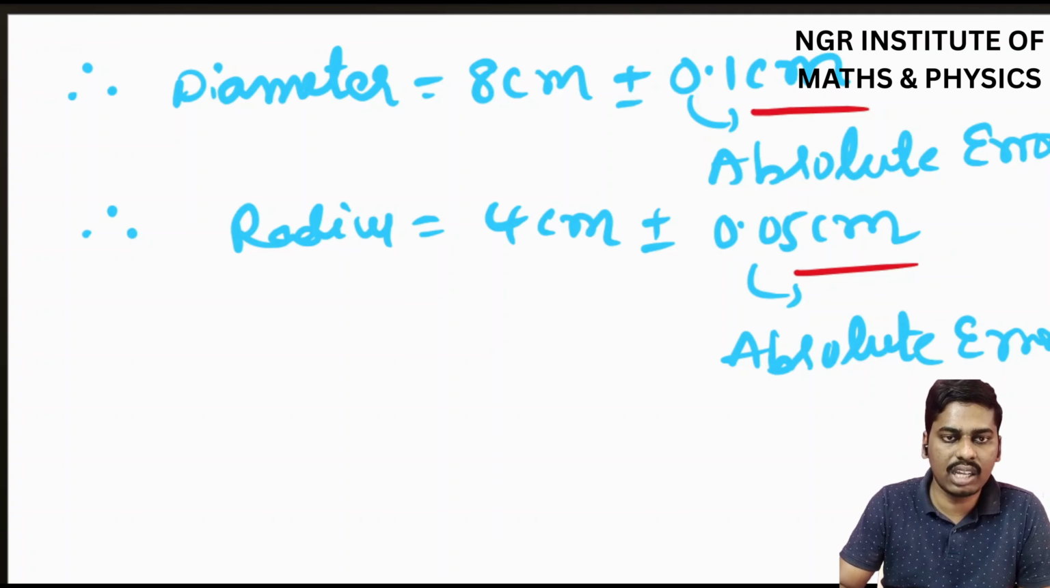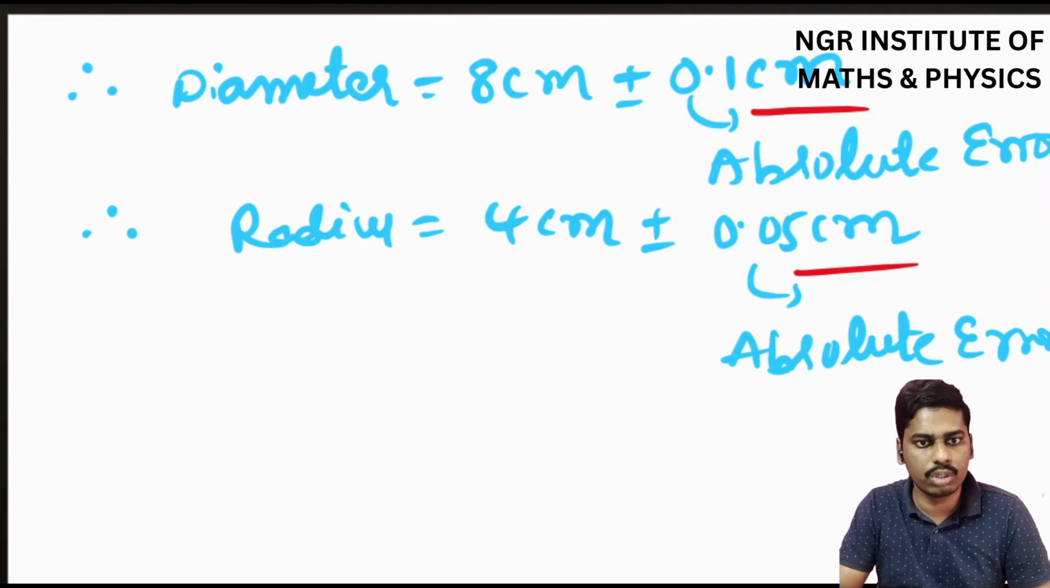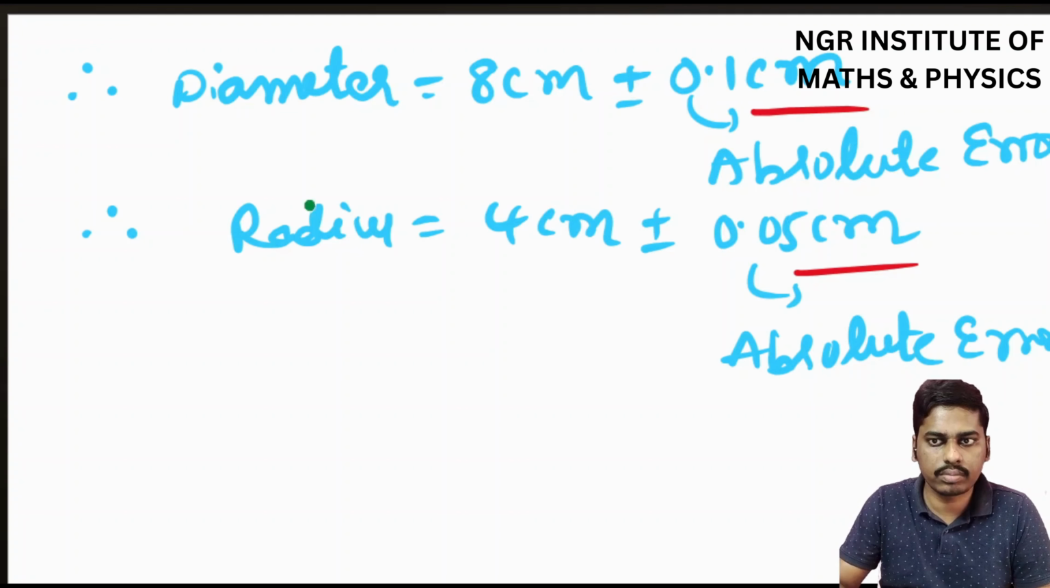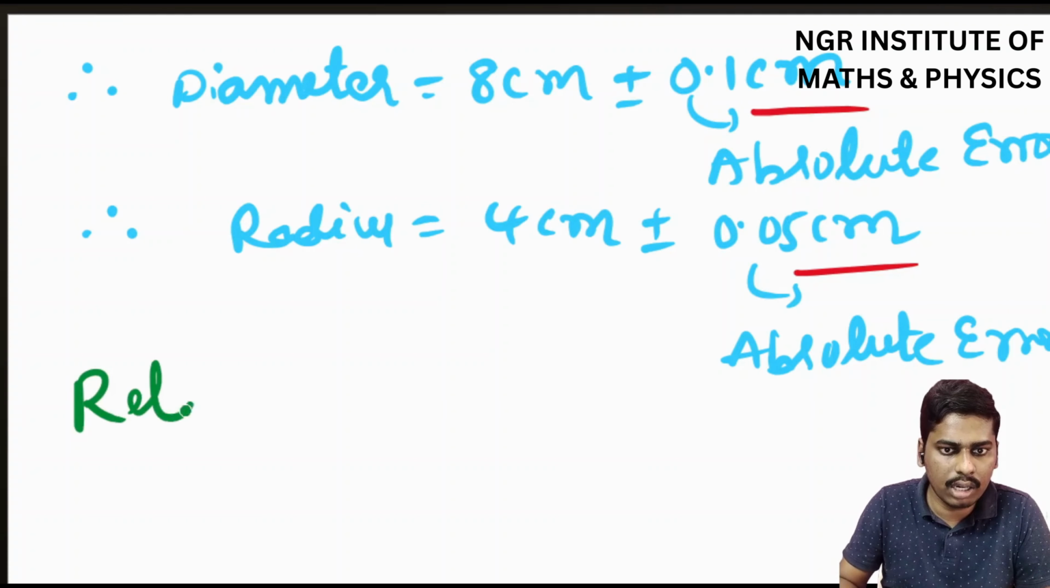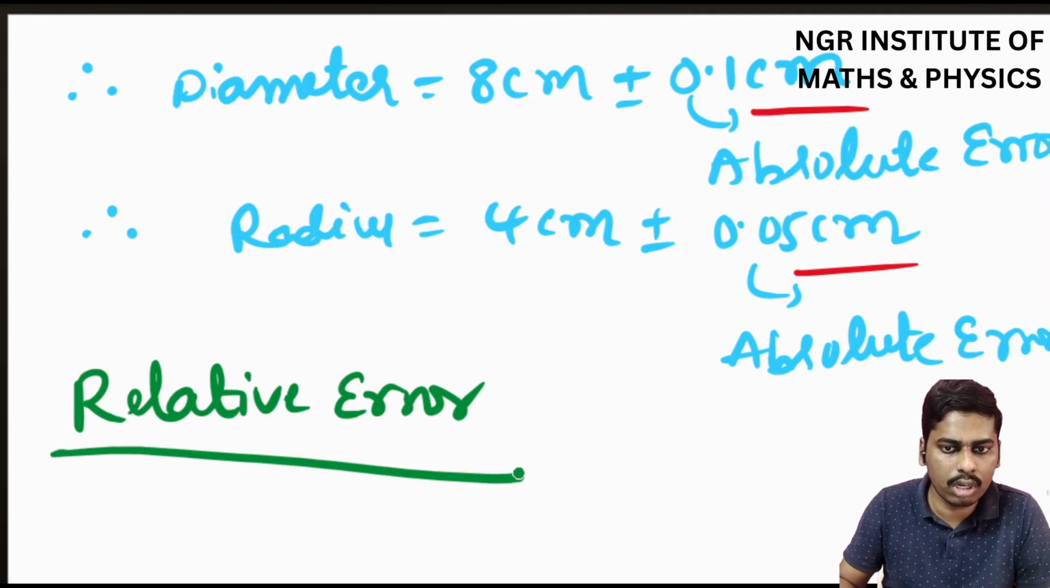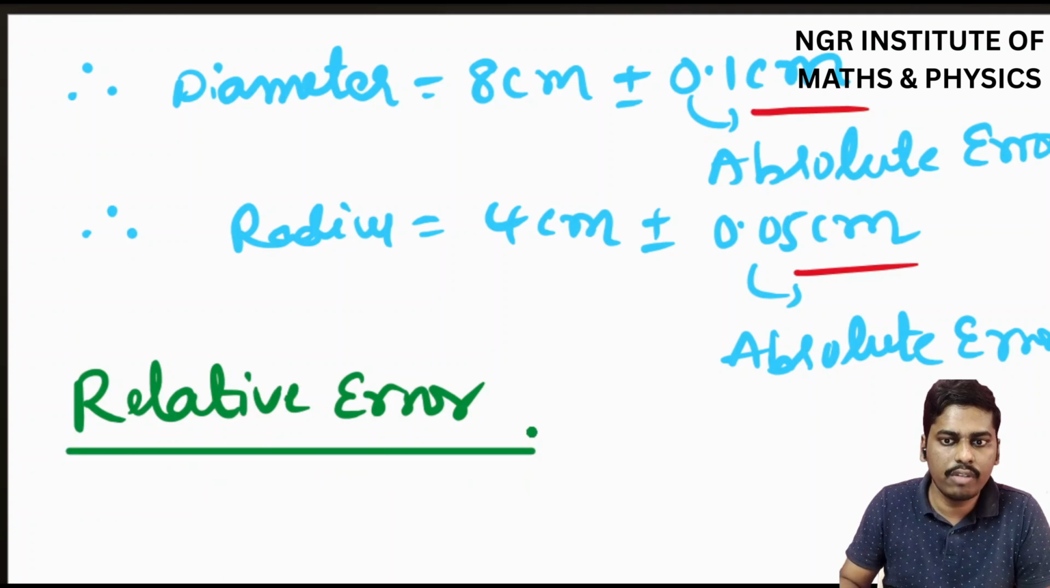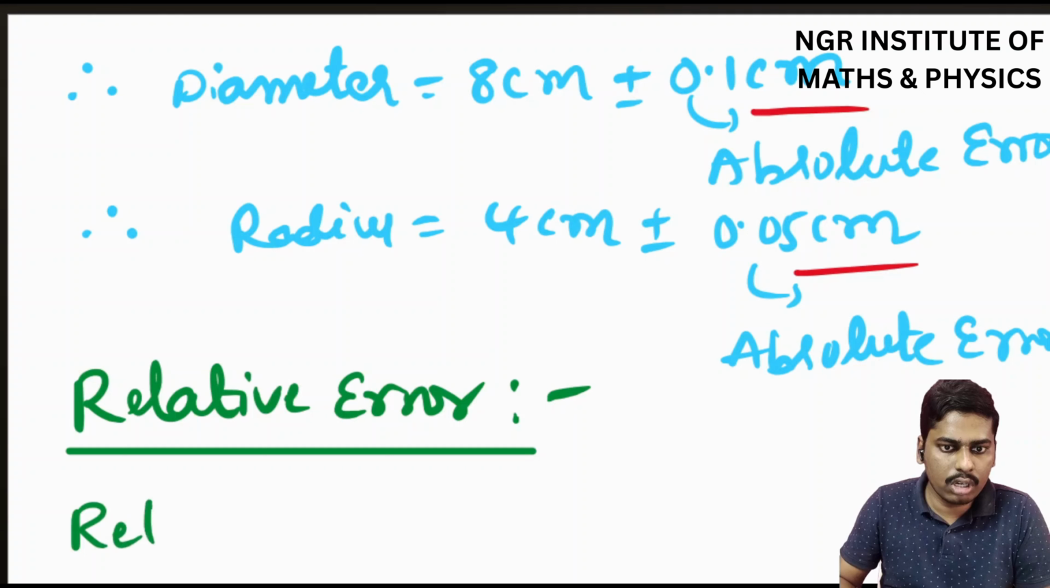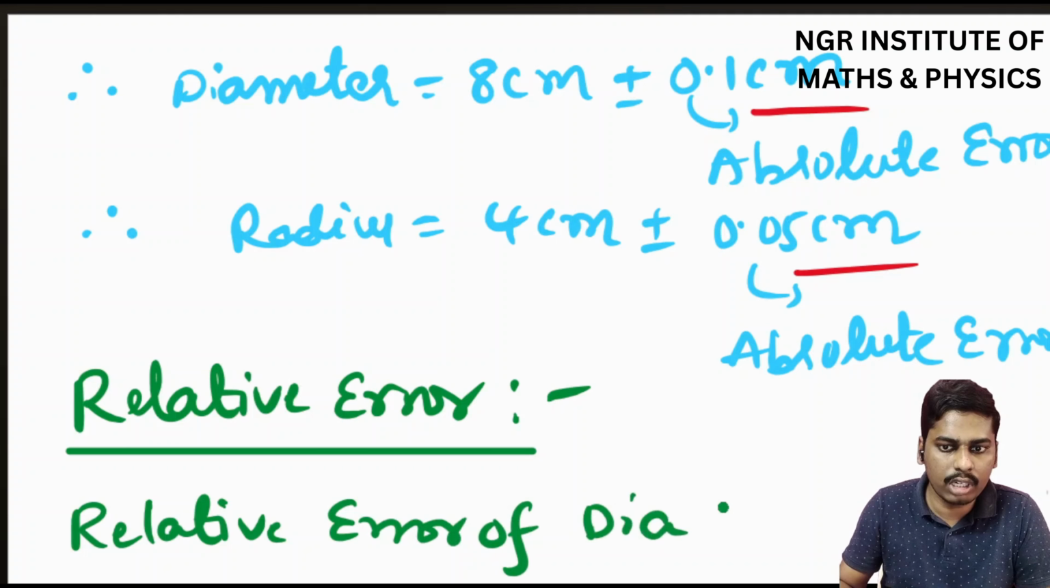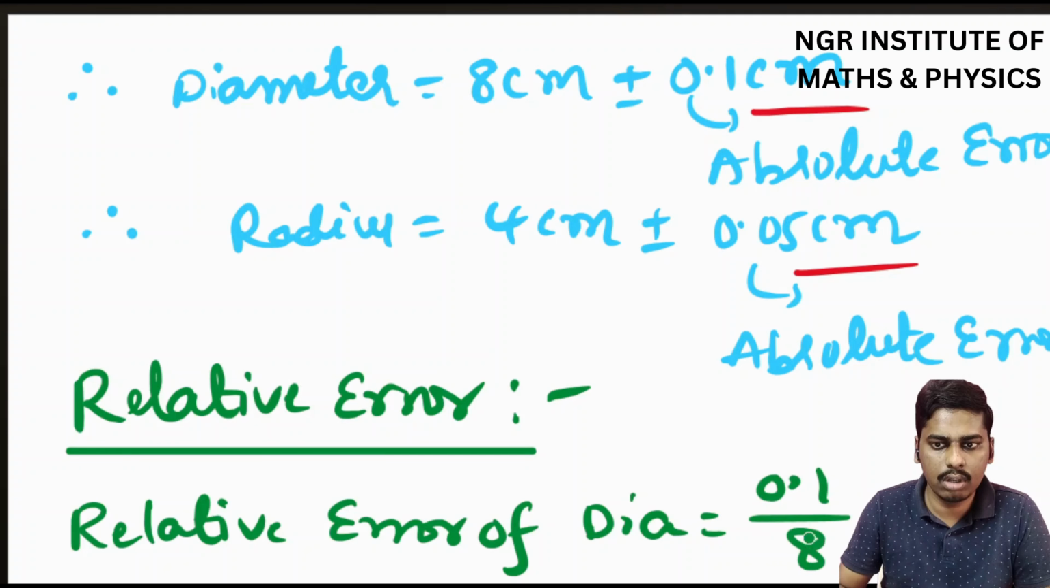If I calculate the relative error, another term comes into the picture, that is relative error. Let me go with green color. What is relative error? How do we calculate the relative error? Relative means with respect to. For example, relative error of diameter is equal to 0.1 by 8. That is the relative error of diameter.